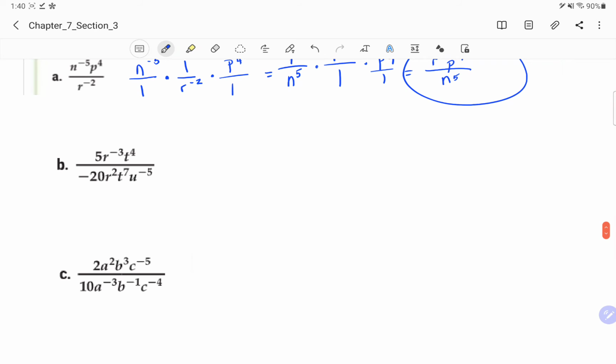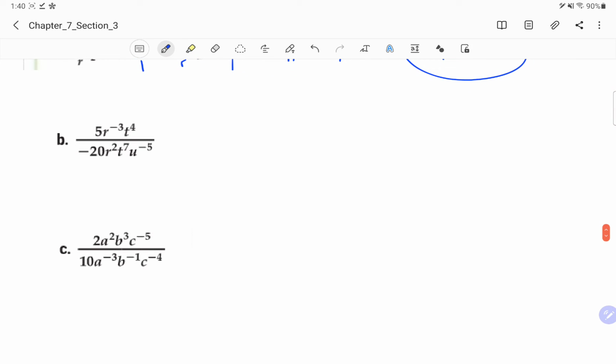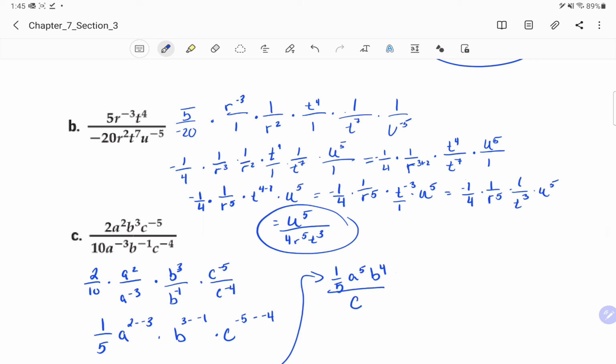See if you can do B and C, and then we're going to come back and check them. Okay, so I took 2 different approaches to these, and either approach is fine. You pick the one that you think works best for you to solve these problems, okay? So in the first approach, I broke everything up into its own fraction. So I pulled the constants out, made them a fraction. And then every letter became its own fraction over or under 1. So r to the negative 3rd became r to the negative 3 over 1. R squared became 1 over r squared since the r squared was on the bottom, if that makes sense, okay? So that's how I did that.